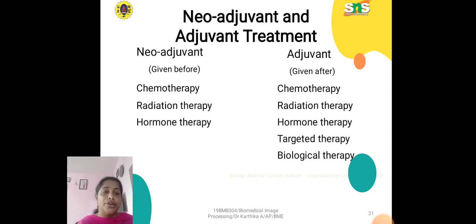And we have neoadjuvant and adjuvant treatment. Here we have neoadjuvant: chemotherapy, radiation and hormone therapy. Neoadjuvant is given before and adjuvant is given after. For adjuvant we have chemotherapy, radiation therapy, hormone therapy, targeted therapy and biological therapy.